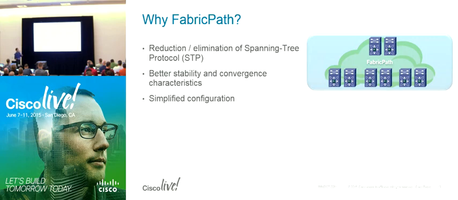Also, let me just add something about the convergence. By the way, this FabricPath technology works on the two series of Nexus switches. Those are Nexus 5000 and Nexus 7000. And also, you can use Fabric Extender if you decide to do so.